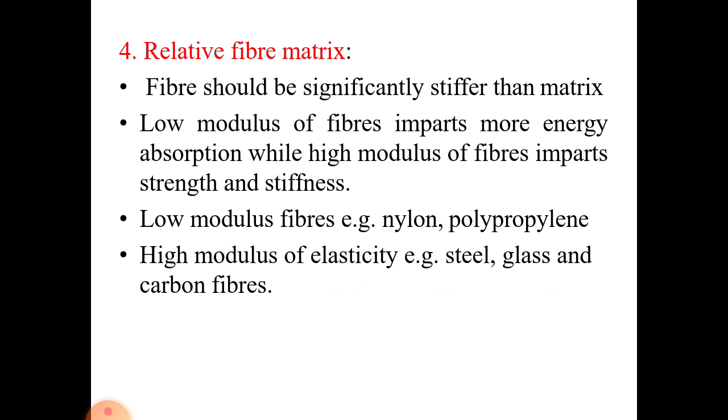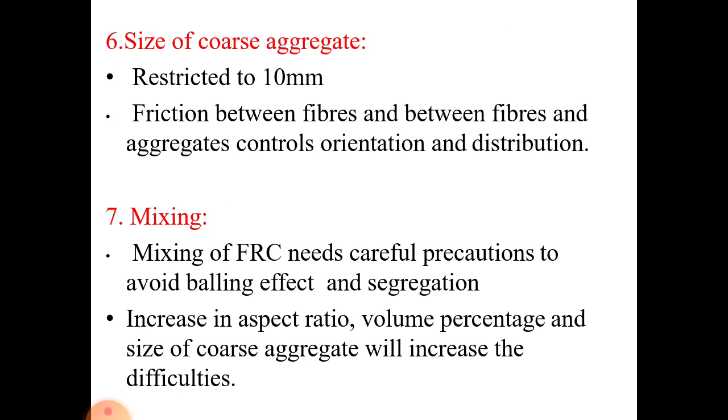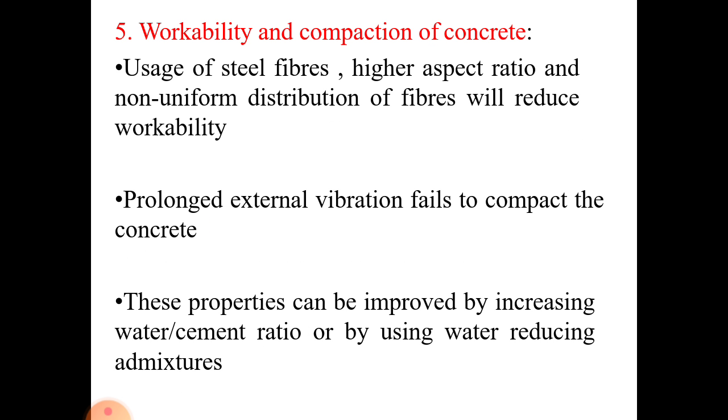Next, it is relative fiber matrix stiffness. So the fiber should be significantly stiffer than the matrix. Okay, and low modulus fibers impart more energy absorption, while high modulus fibers impart strength and stiffness. So fibers with low modulus are nylon and polypropylene, and those with high modulus of elasticity are steel, glass, carbon fibers, etc. Next factor is workability and compaction of concrete.